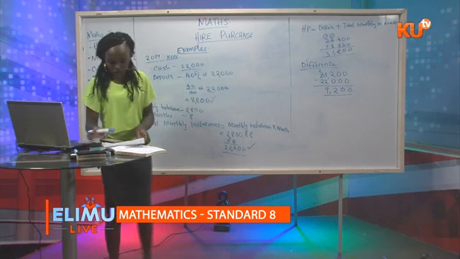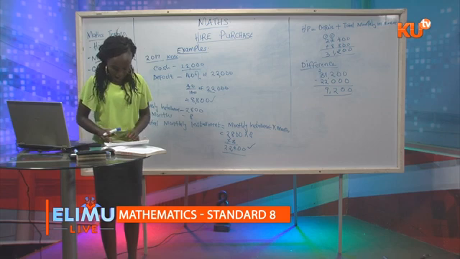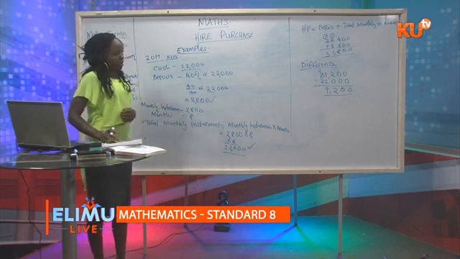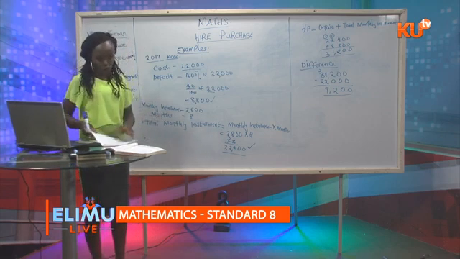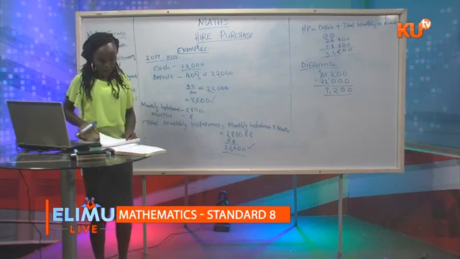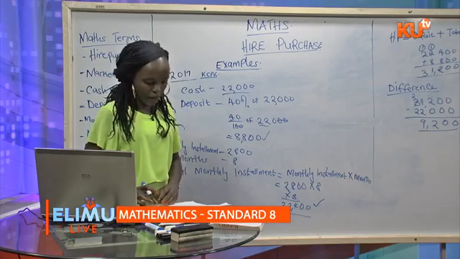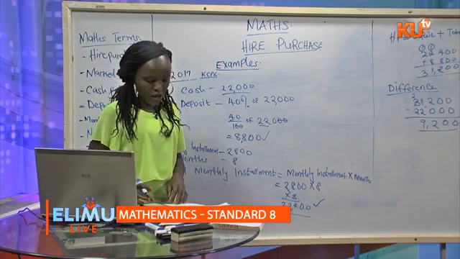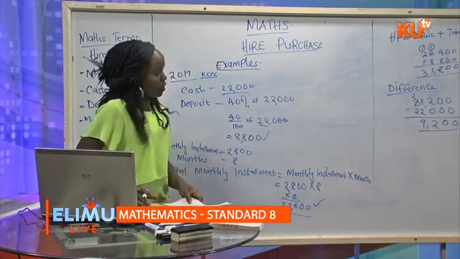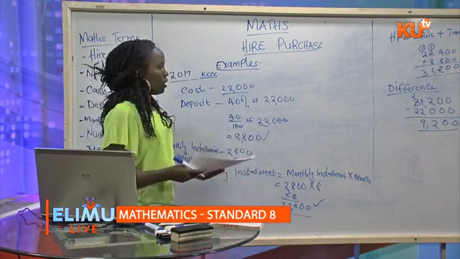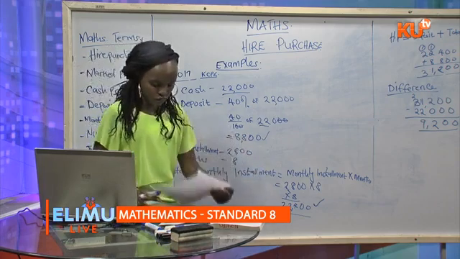You can see the hire purchase is always higher. So he paid 9,200 above the cash price. Now, for the KCPE questions, if you go through them, you are going to note that most of the times whatever they test is very simple. We can always be able to get it.